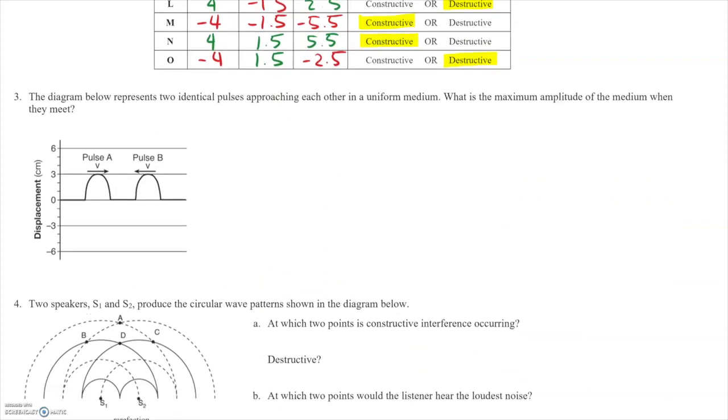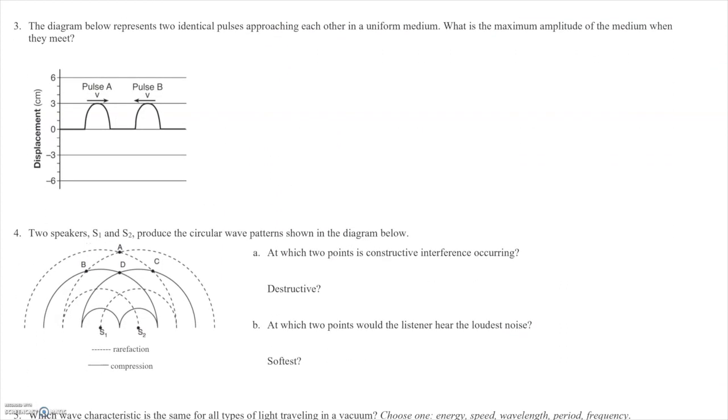Let's go ahead and move to number 3 over here. The diagram below represents two identical pulses approaching each other in a uniform medium. What is the maximum amplitude of the medium when they meet? Well, we can see over here that pulse A has an amplitude of 3 and pulse B has an amplitude of 3, and so when they meet in the middle, you would add these two displacements together for an amplitude of 6 centimeters. This is due to the law of superposition.